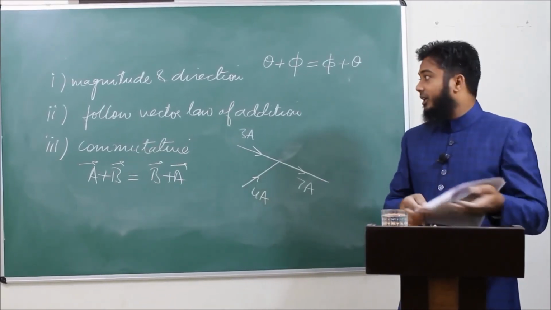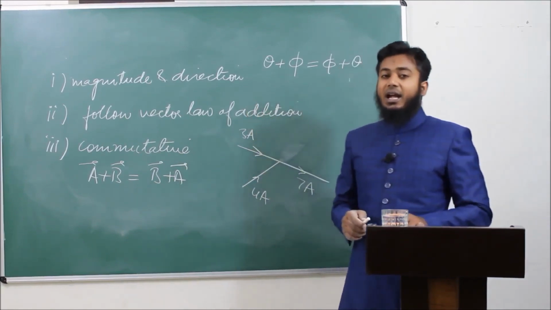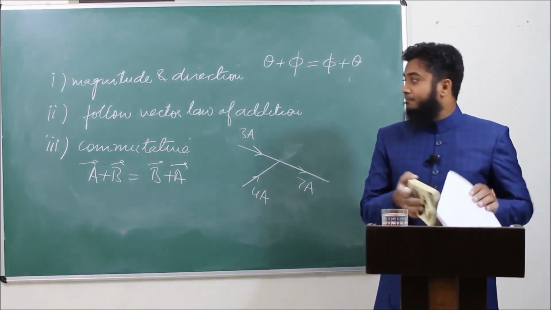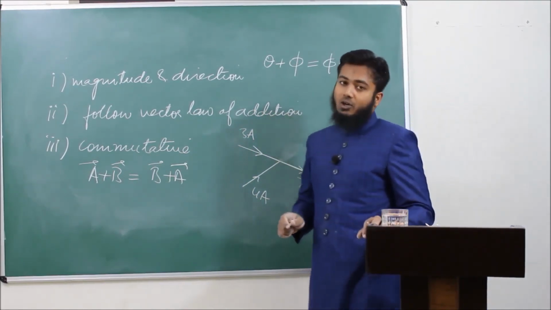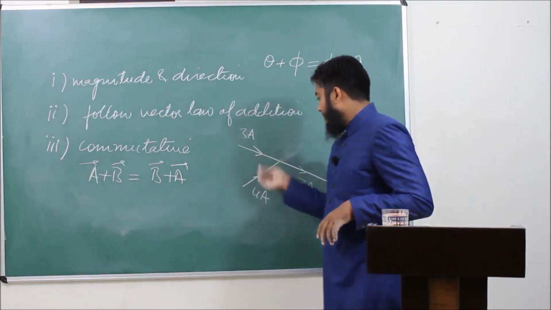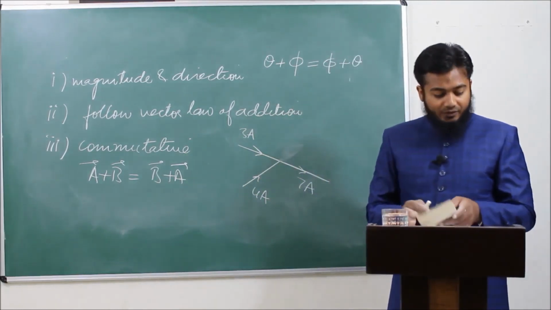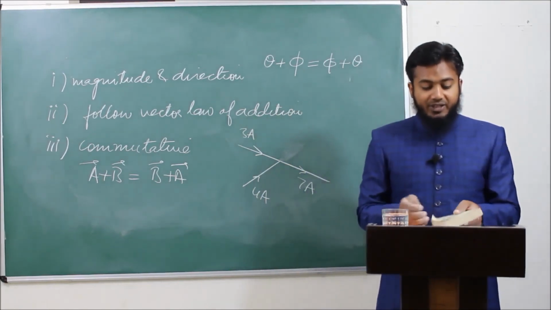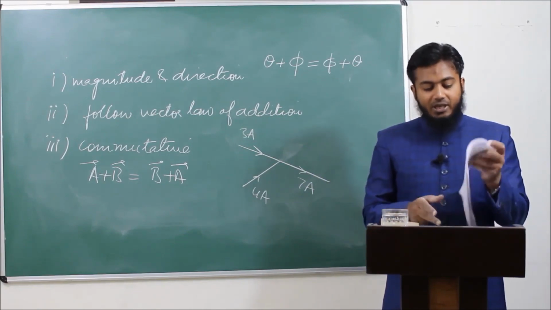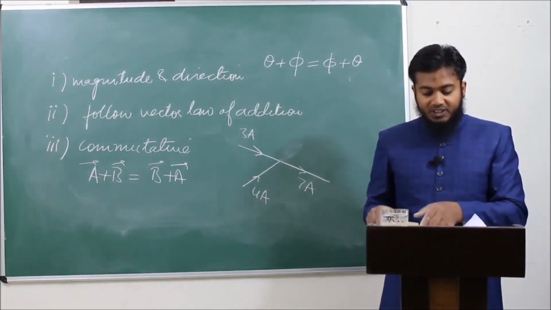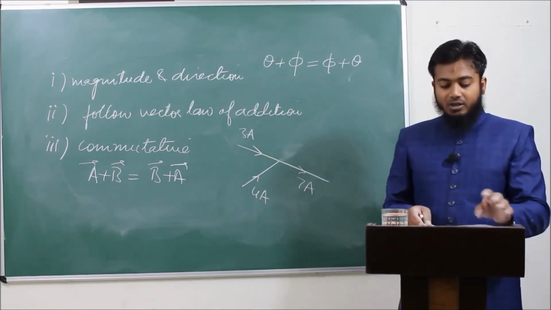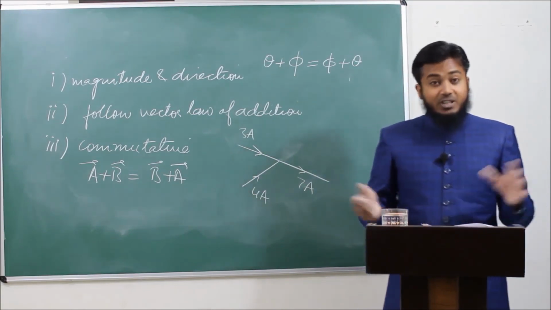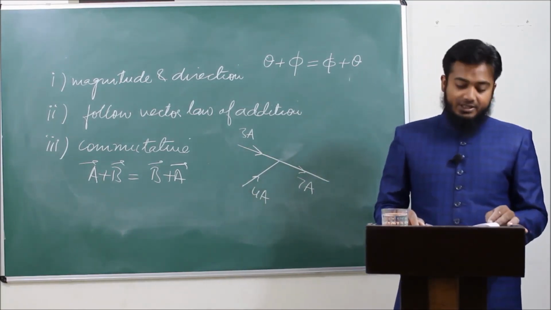So a vector quantity must have a magnitude and direction that needs to be stated. It must be unique. And then it should follow the vector law of addition. We have seen that electric current doesn't follow the vector law of addition. And next, the addition of vectors should be commutative. We have seen that large angular displacement is not commutative. So this is how the vector is defined in a more sophisticated way. So this was it, the basics of vector analysis.